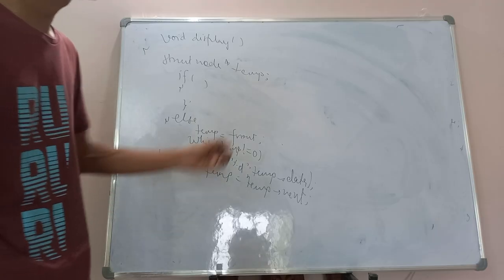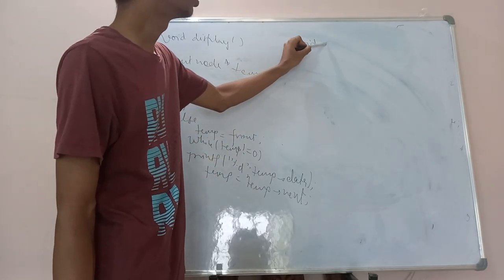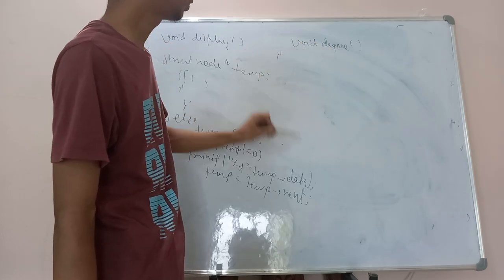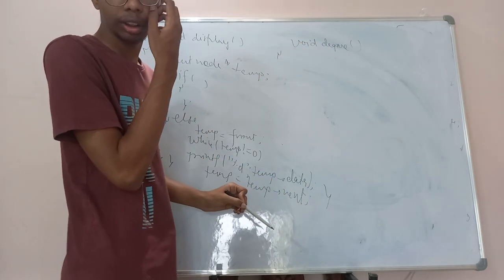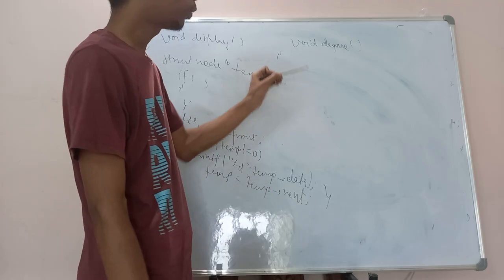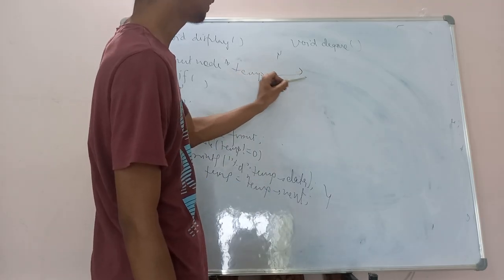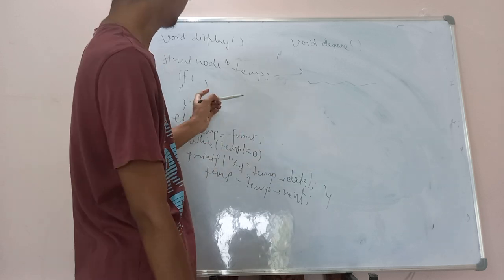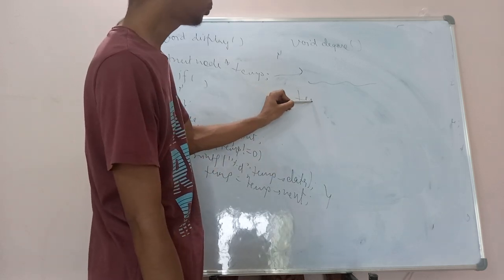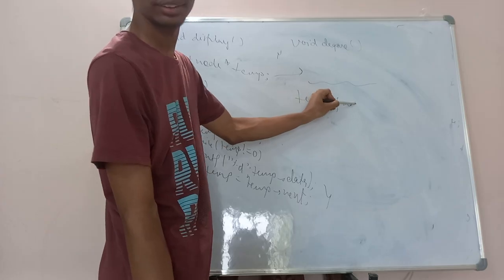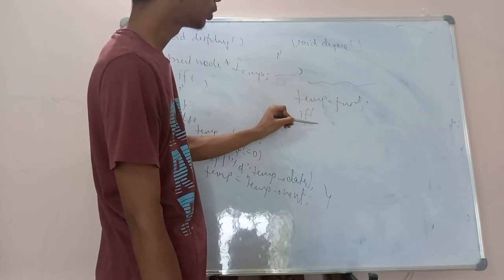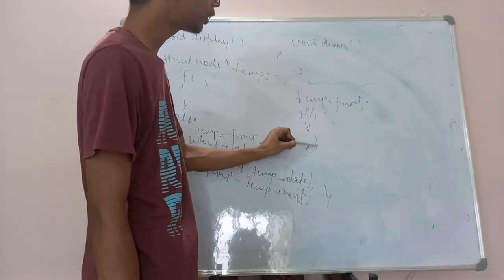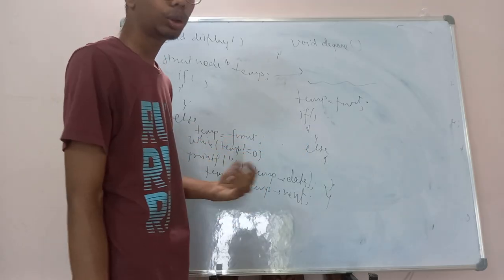And in case of DQ, I will write void DQ. What I will write, I will again take a pointer which is a struct node temp, right? This is the same thing I will do, and then I will say my temp is equal to front, right? Now if front and rear are 0, I will say my list is empty, but in the else part I have a proper queue or proper list.